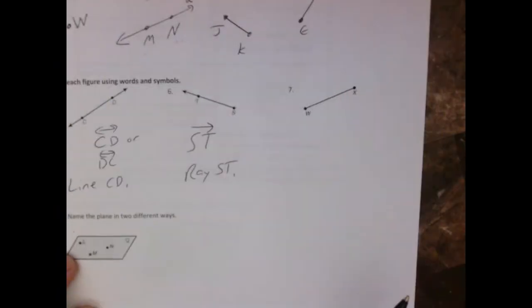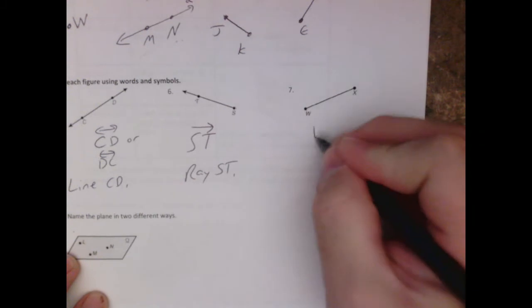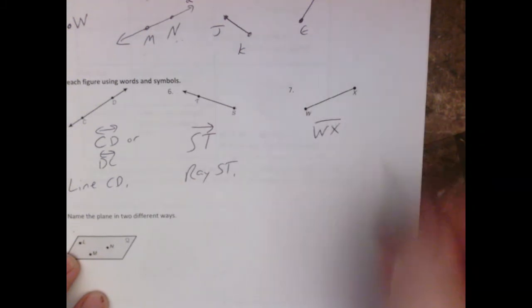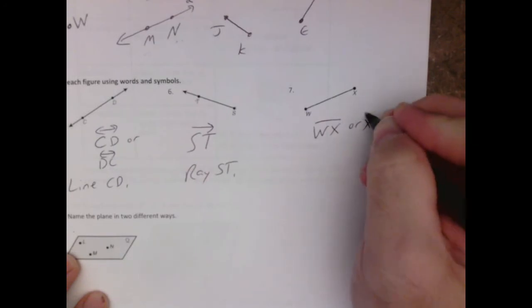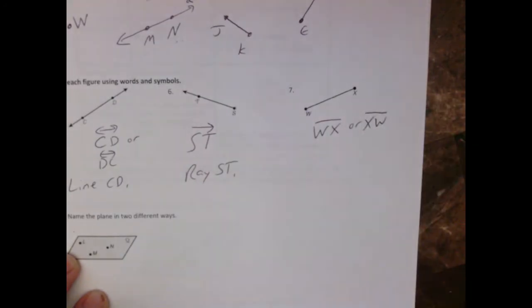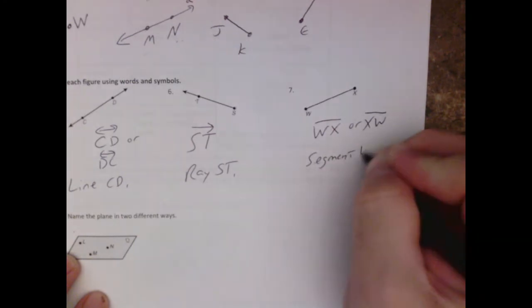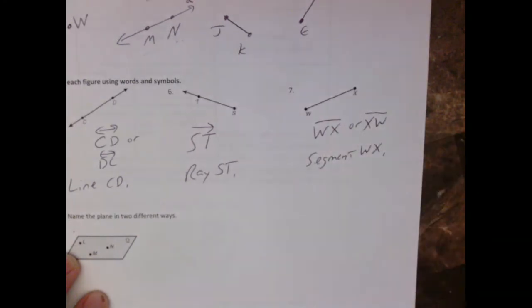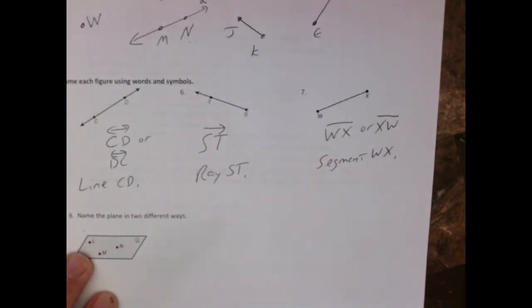And then lastly, looks like we have ourselves a segment WX, WX with a segment symbol on top. And of course, I could have also written that XW with a segment symbol on top. And this would be called segment WX. Okay, so you have a line, you have a ray, you have a segment, all made up of points.